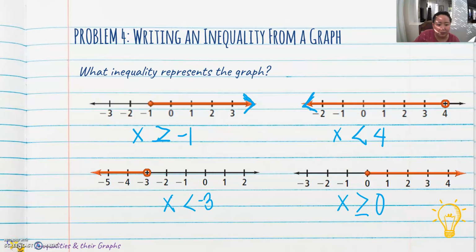Go ahead. So your two other inequalities will be X is less than -3 because it's a hollow dot, and the next one is X is greater than or equal to 0, as you can see, solid dot and pointing to the right.